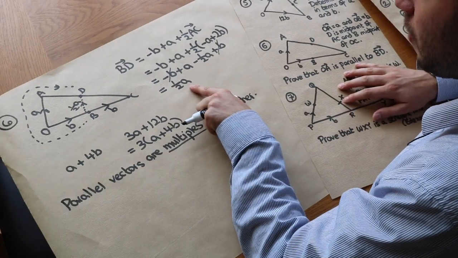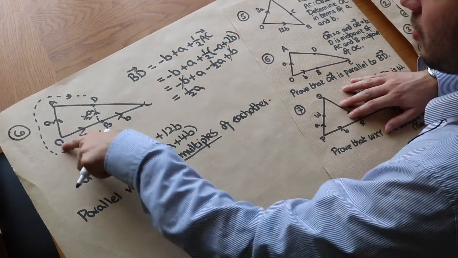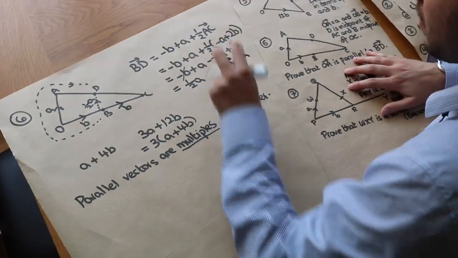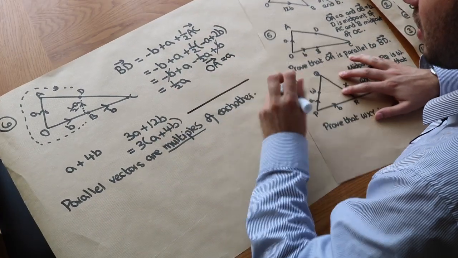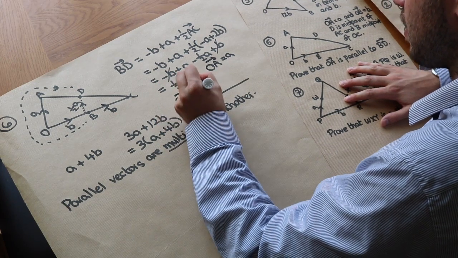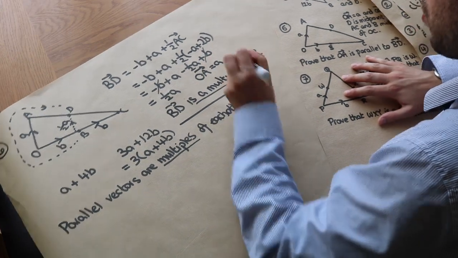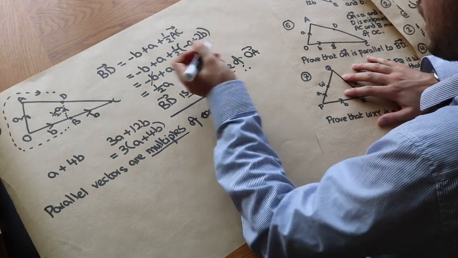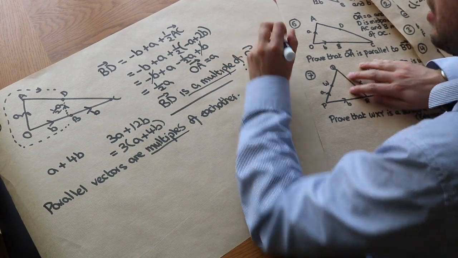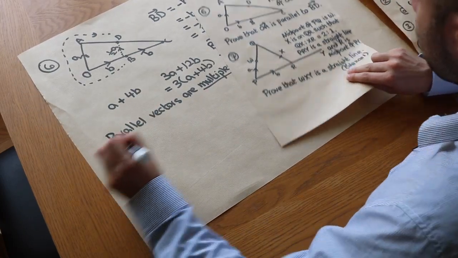So for this here, we can see that BD is half A, whereas O to A, which I was referring to earlier, is just A. So all you would need to write here is that BD is a multiple of O to A, therefore, and you can just write the therefore symbol, they are parallel. Yep.